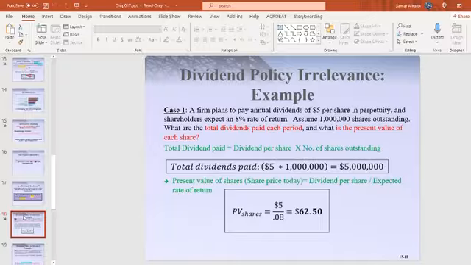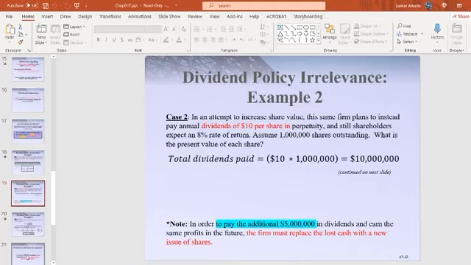The next question, we need the present value. Always the present value, as we learned before, is equal to what? It's equal to the amount of dividends divided by R, or the interest rate. And this will give you 62.5. So this is case 1. They want to distribute cash dividends.